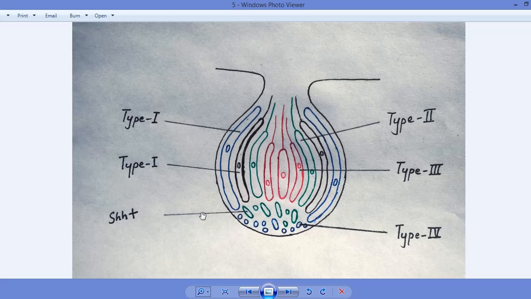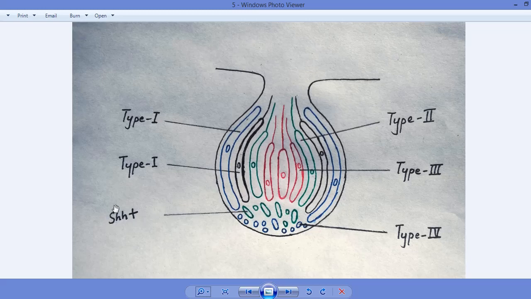Similarly, coming to this special type of cell, that is the SHH plus cell. This is also called the Hedgehog signaling cell, abbreviated as SHH plus cells. This cell originates from the basal cell, and this cell is the precursor of all the taste cells, excluding the type 1 cell. Excluding the type 1 cell, all the taste cells originate from the Hedgehog signaling cell.